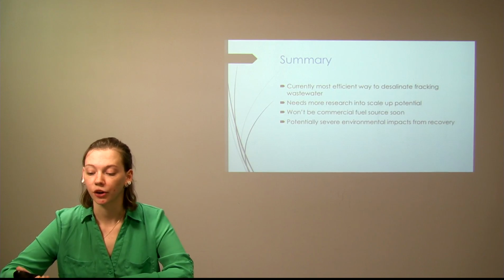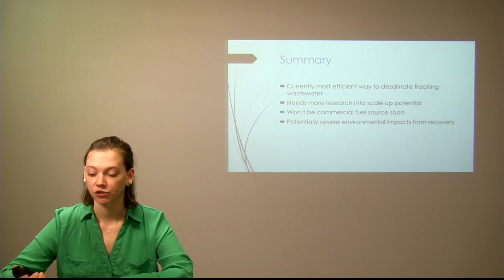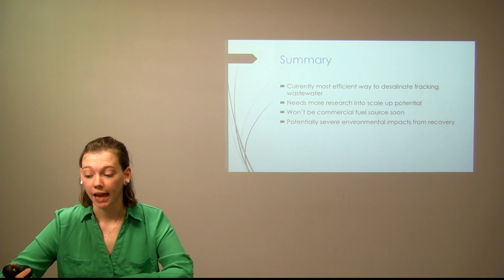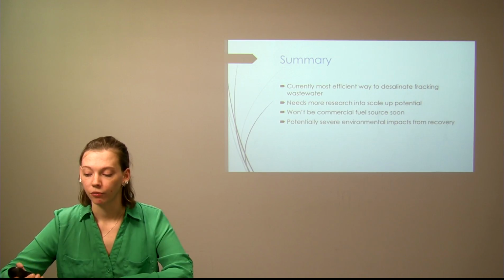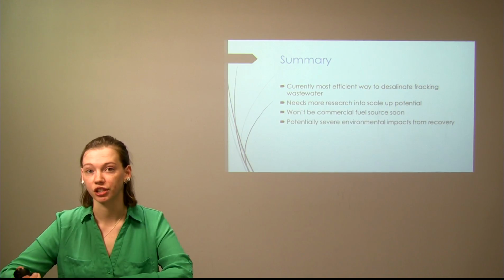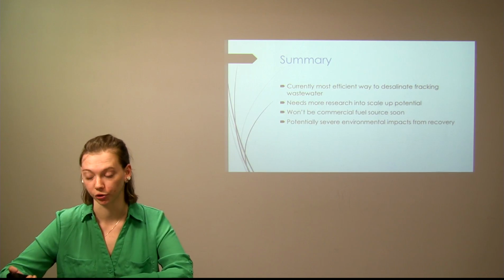In summary, though it is currently the most efficient way to treat fracking wastewater, there are potentially disastrous environmental impacts associated with it. The United States, Japan, Canada, and India have been heavily researching them since they were discovered in the 1970s, but the recovery issues have not been solved yet. There needs to be more research into its scale-up potential, but on its own, methane clathrates won't be a commercial fuel source for at least 10 to 15 years.